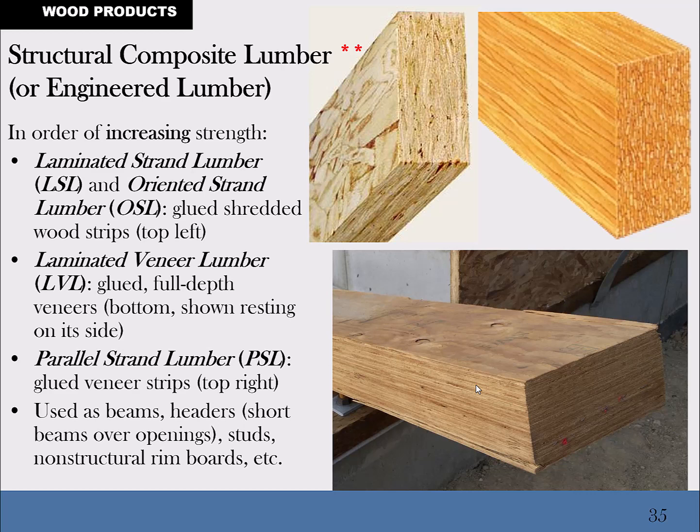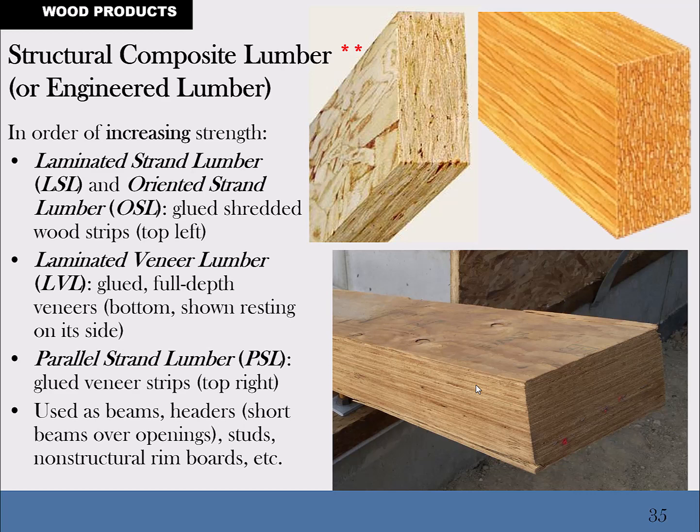The laminated strand lumber is the one at the top left, and it just looks like OSB, oriented strand board, the wood chip material. So it's the least strong product mentioned on this page. It can be used for short spans, maybe over top of a simple doorway, as the header beam to span across and transfer the loads.